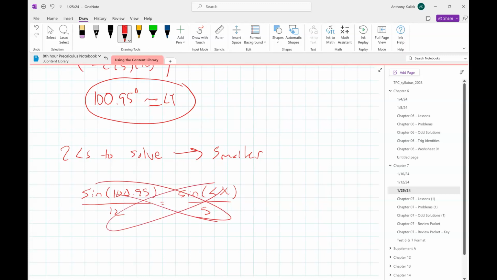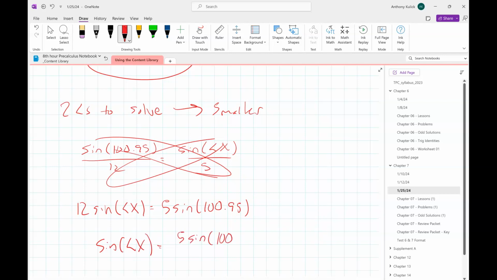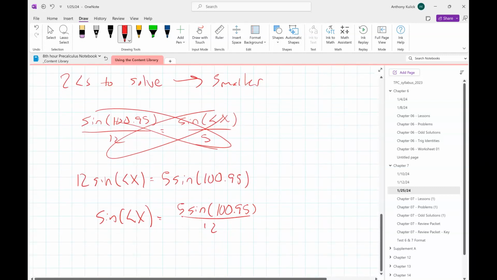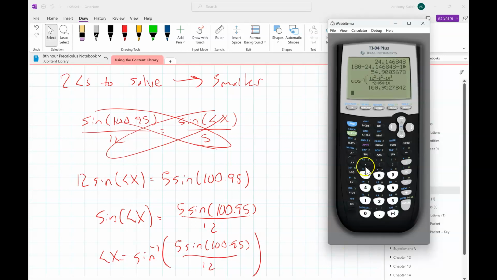So we'll cross multiply. That gives me 12 times sine of angle x equals 5 times sine of 100.95. We'll divide both sides by 12. And then to get rid of that sine out front, what do I have to do? Sine inverse. And now it's just calculator time. So sine inverse of 5.